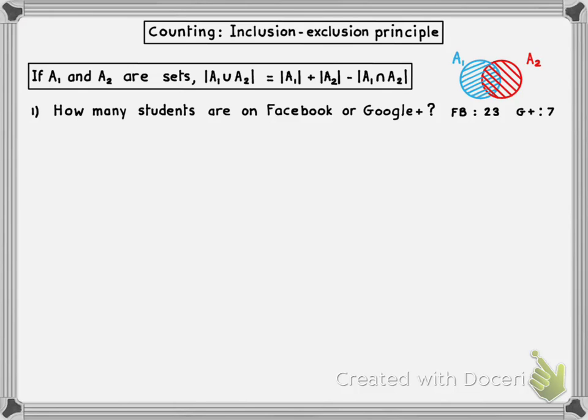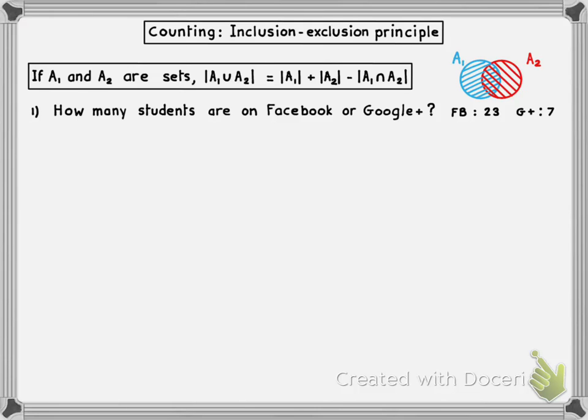So, notice the total number of answers is 23 plus 7. So according to the sum rule, this makes sense because I had 30 students in the class, and apparently every one of them is either on Facebook or Google+. But wait a second, that doesn't make any sense. What I did is I asked them a third question, and I said, well, how many of you are on both Facebook and Google+? And then I get an answer of 4. So there were 4 students who had an account both in Facebook and Google+.